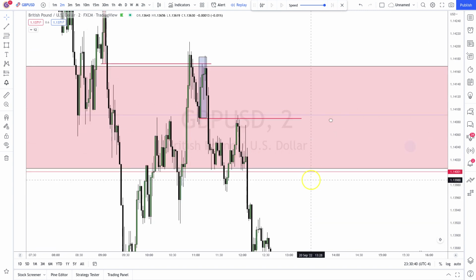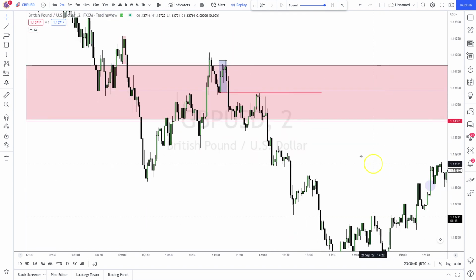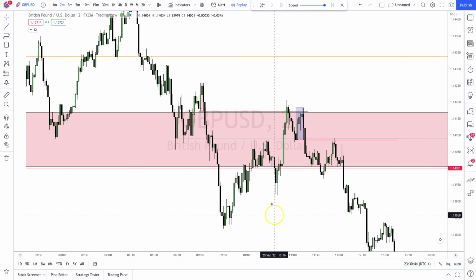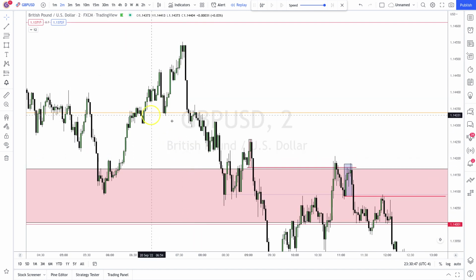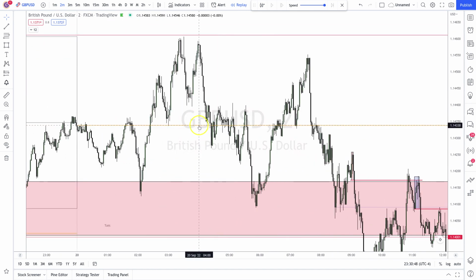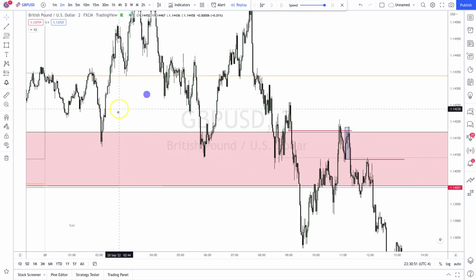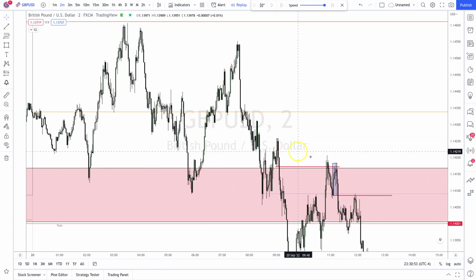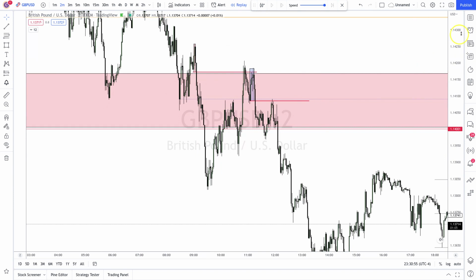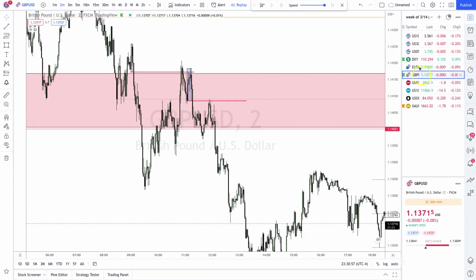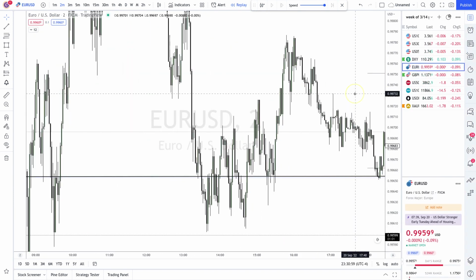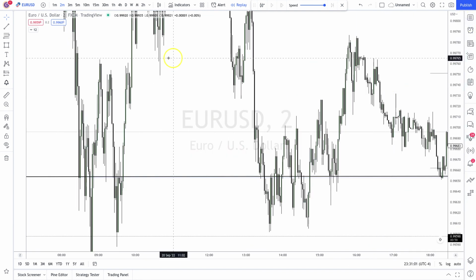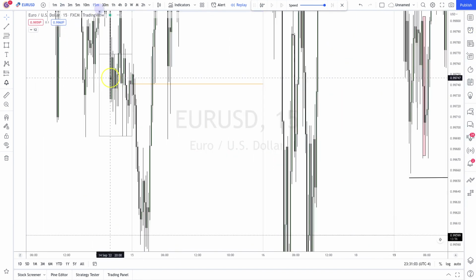Okay, so that was that for pound USD. I didn't really study London session as much. I'm not really sure what happened in London, other than price kind of ranging. But other than that, I won't spend too much time there. Let's push to the euro. 15-minute.